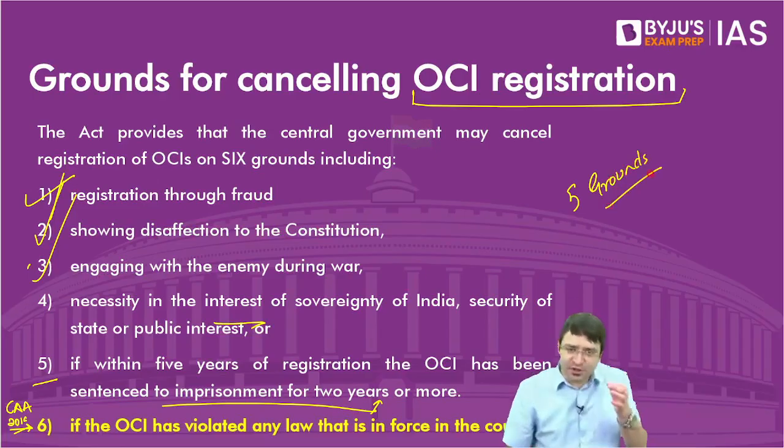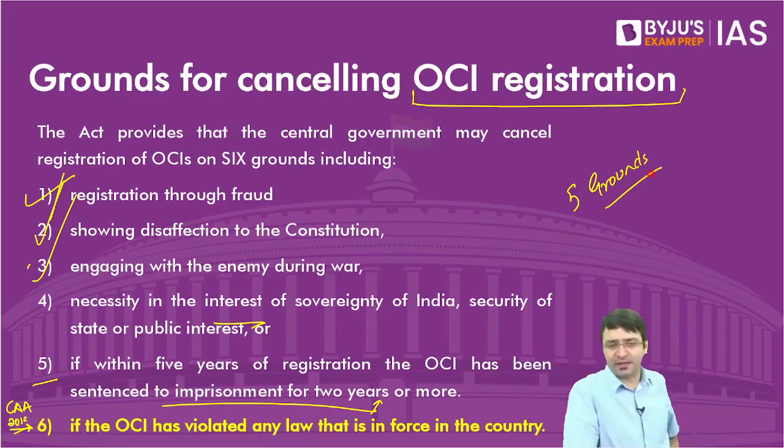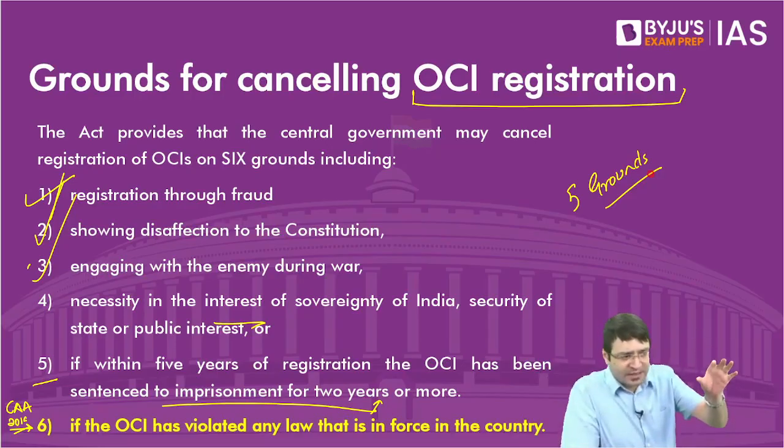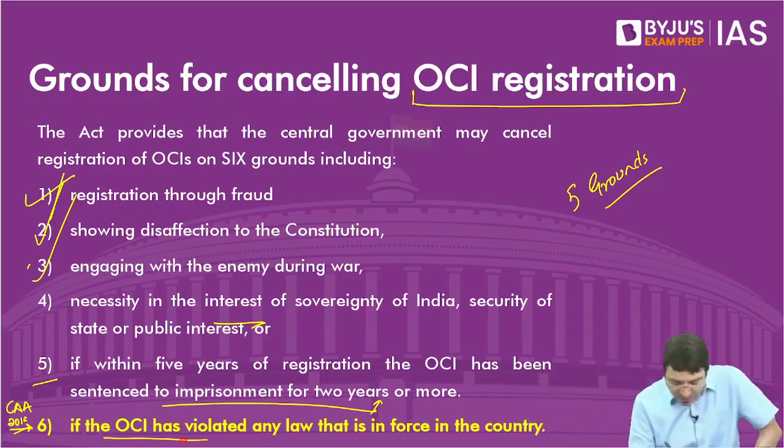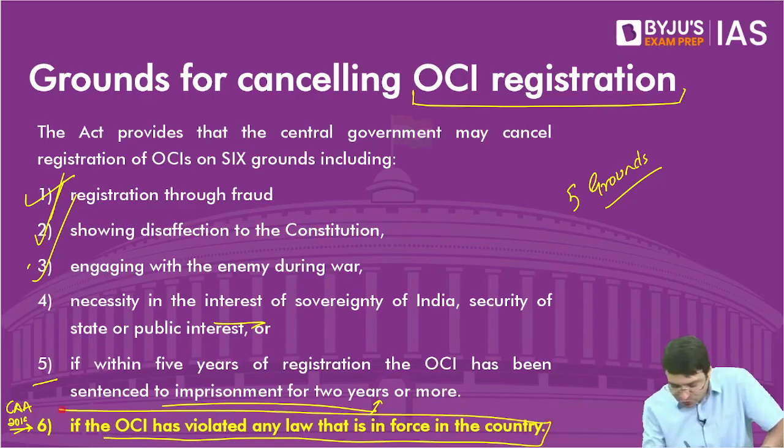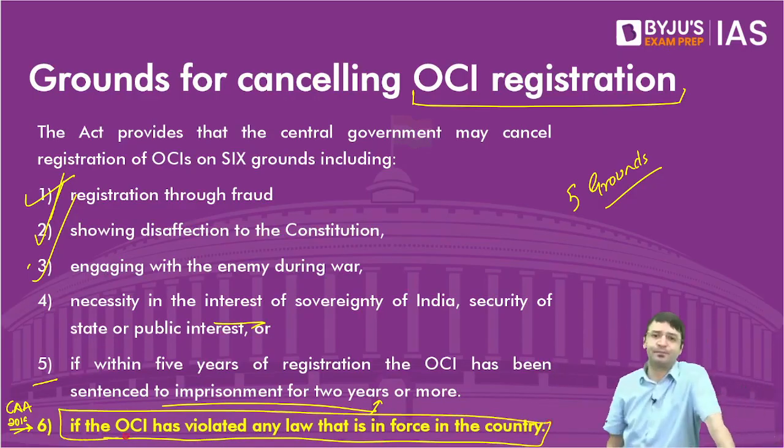Now, the Citizenship Amendment Act of 2019, apart from saying that people from Pakistan, Afghanistan, Bangladesh, 6 religious minorities from these 3 Islamic countries, apart from telling that they will get citizenship through naturalization, this CAA 2019 also included a 6th ground on the basis of which your OCI card could be cancelled.